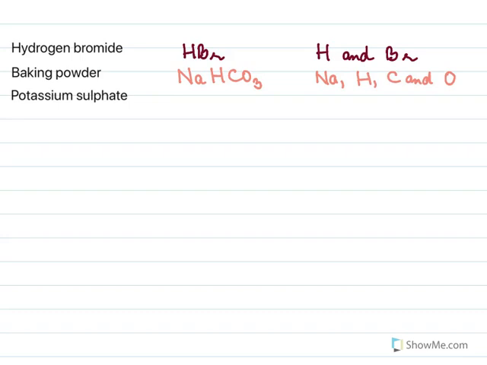Then we have potassium sulfate, which is K2SO4. Elements present: potassium, sulfur and oxygen.